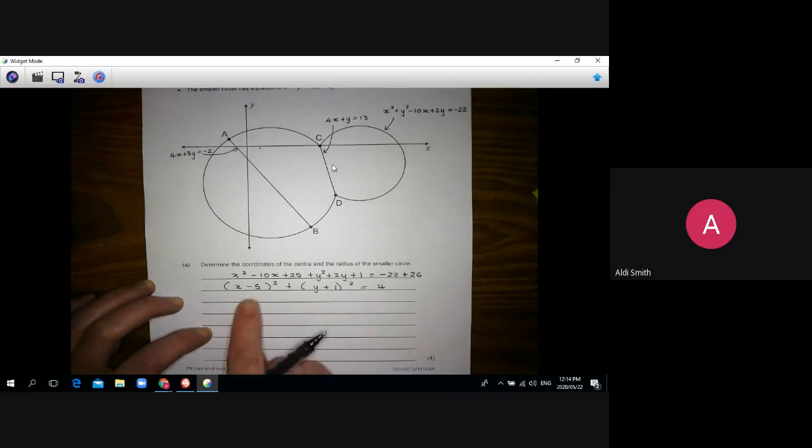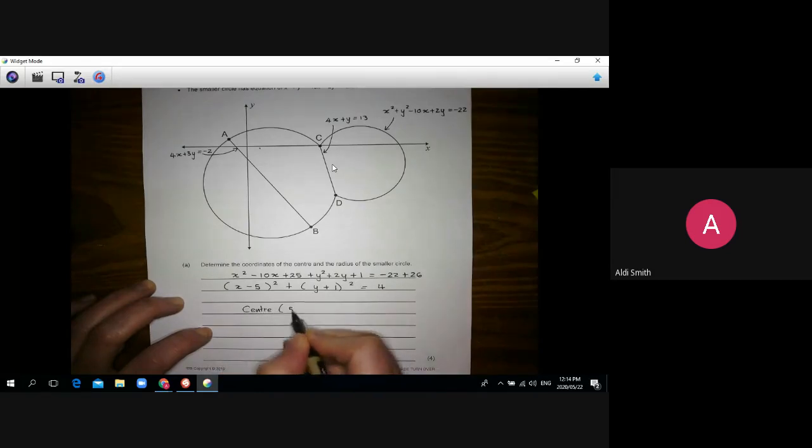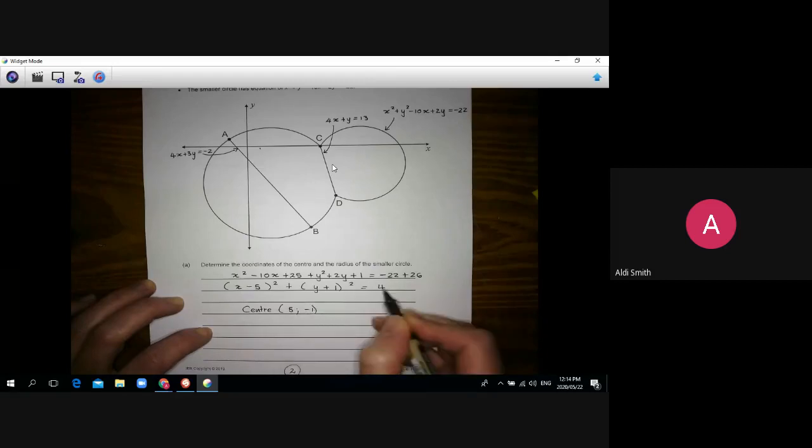So what I've got right there is the coordinates of the center, because the center is going to be the point 5, negative 1. Remember to change the signs. So the center is 5, negative 1. And careful there, because this is always going to be the radius squared. So the radius squared is equal to 4. So that means I have to square root both sides, so r is equal to 2.